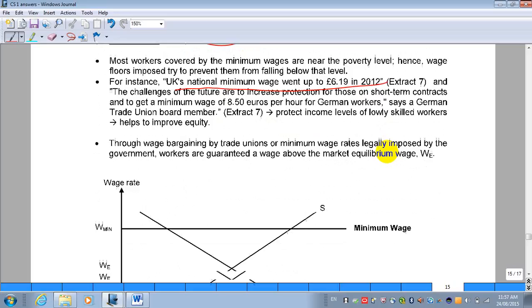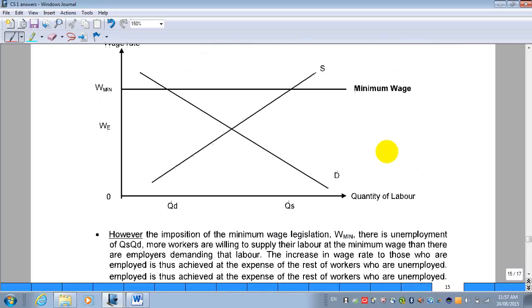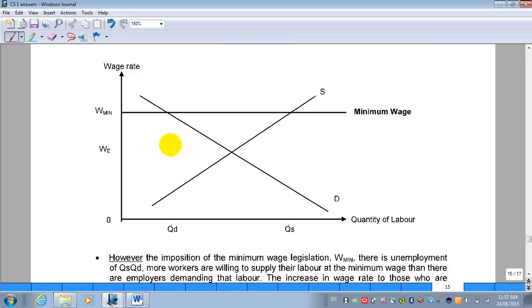Okay, you explain a bit about the minimum wage, draw the graph. All right, and I think the dotted lines are missing. Okay, you should have shown that. Okay, for those of you who don't understand the minimum wage, let me explain now.